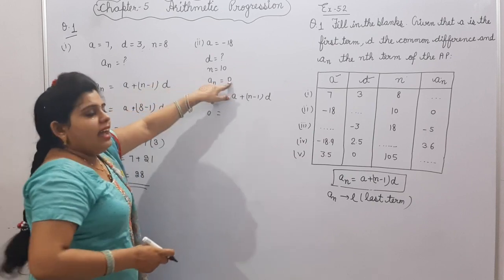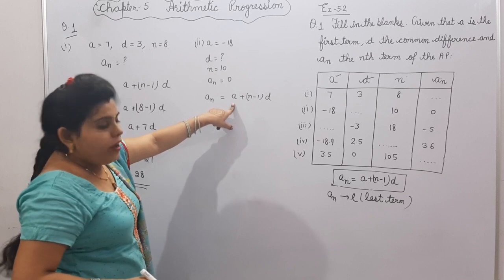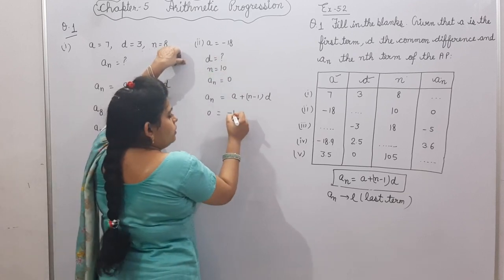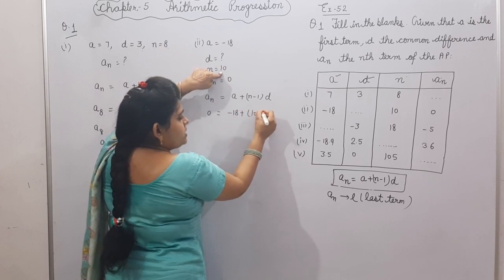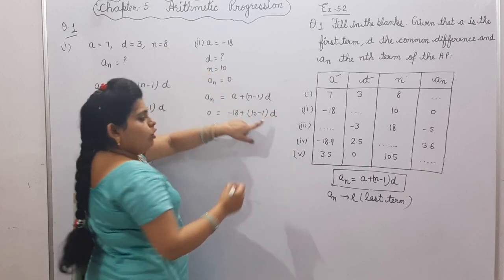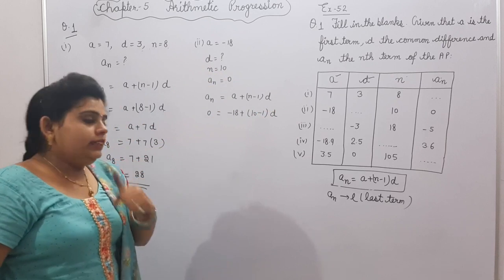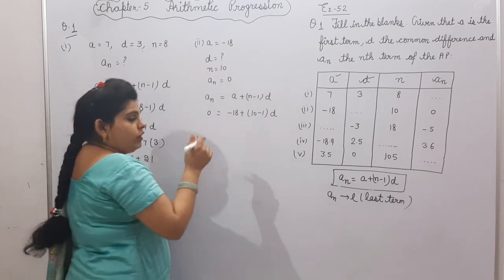Here, what is an? 0. What is the value of a? Minus 18, plus n is 10 minus 1. We have to find the value of d. Whose value do we have to find out? Of d. Now on solving, what will we get?